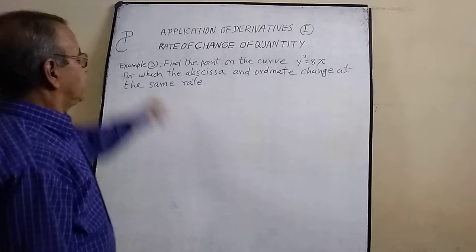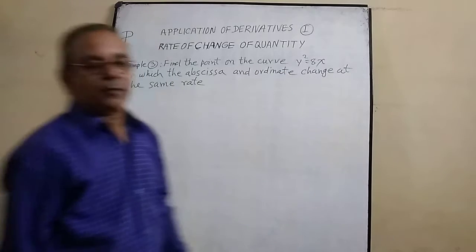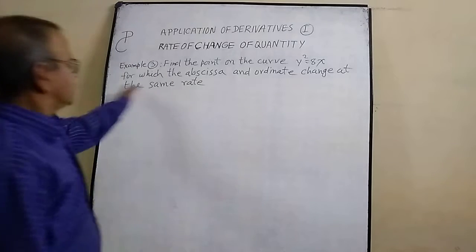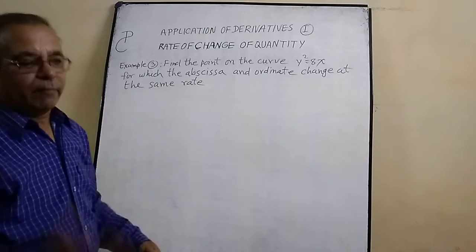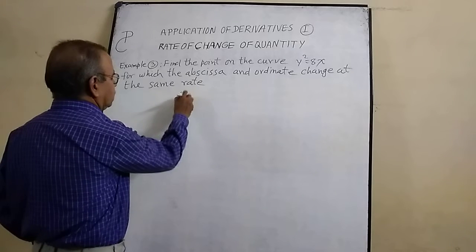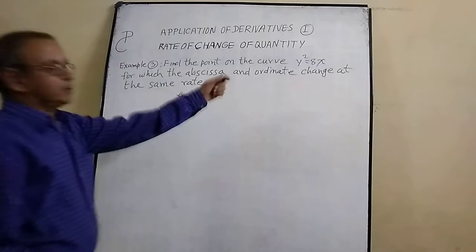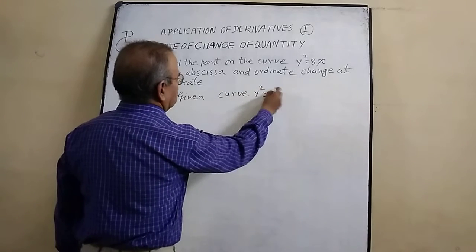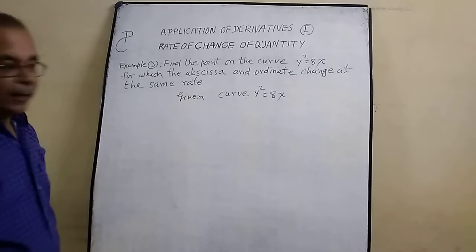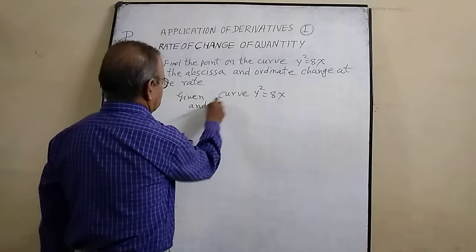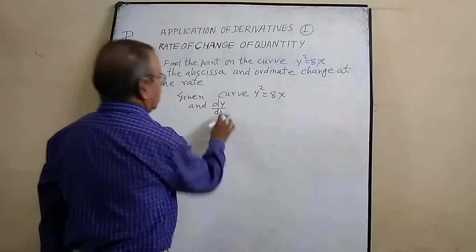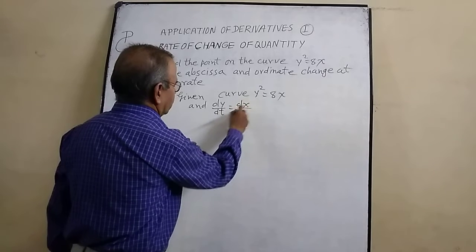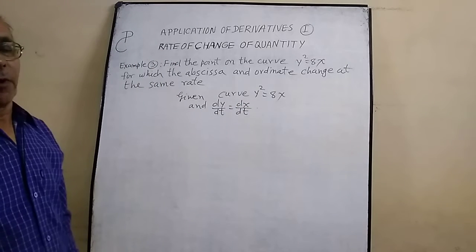In example 3, find a point on the curve y square is equal to 8x, for which the abscissa and ordinate change at the same rate. What is given? The curve is y square is equal to 8x, and dy by dt is equal to dx upon dt.